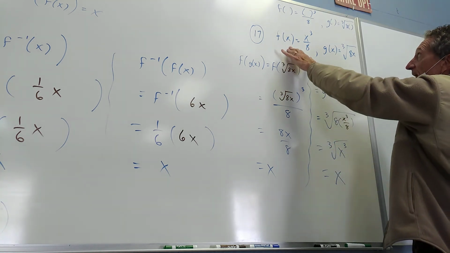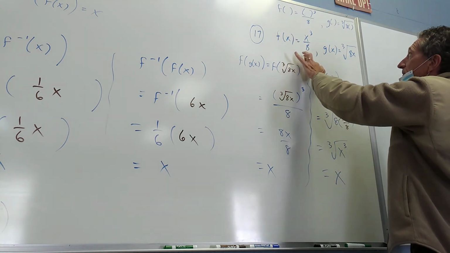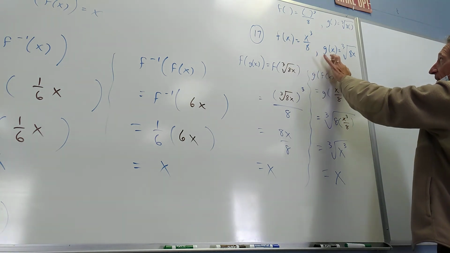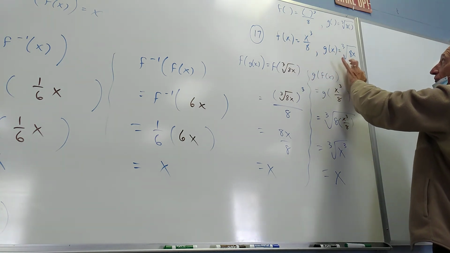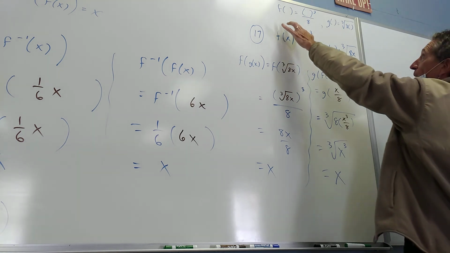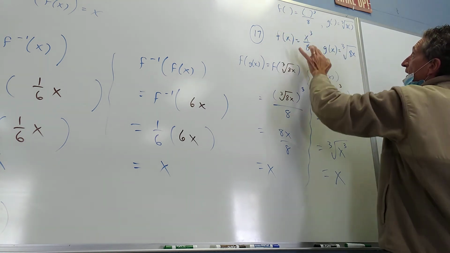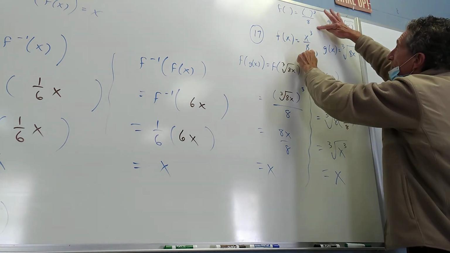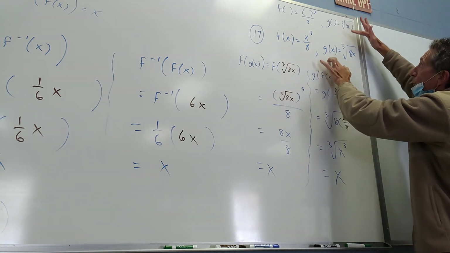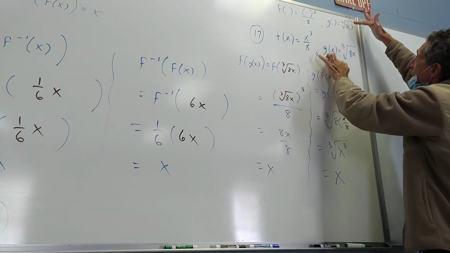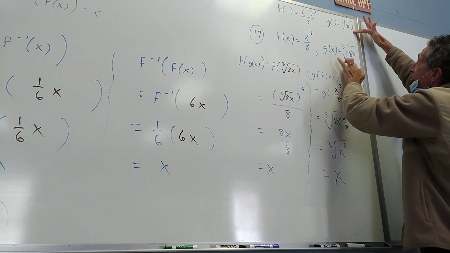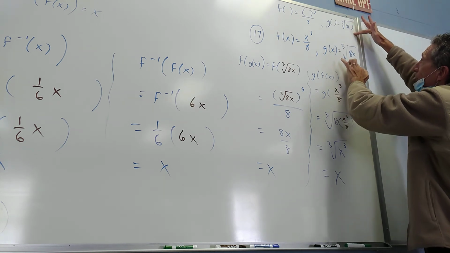For 17, f of x is equal to x cubed over 8. G of x is equal to cube root of 8x. That means whatever I give f, it will cube that thing and divide by 8. The rule of g is whatever I give g, it will multiply whatever I give it by 8, and then find the cube root of that product.